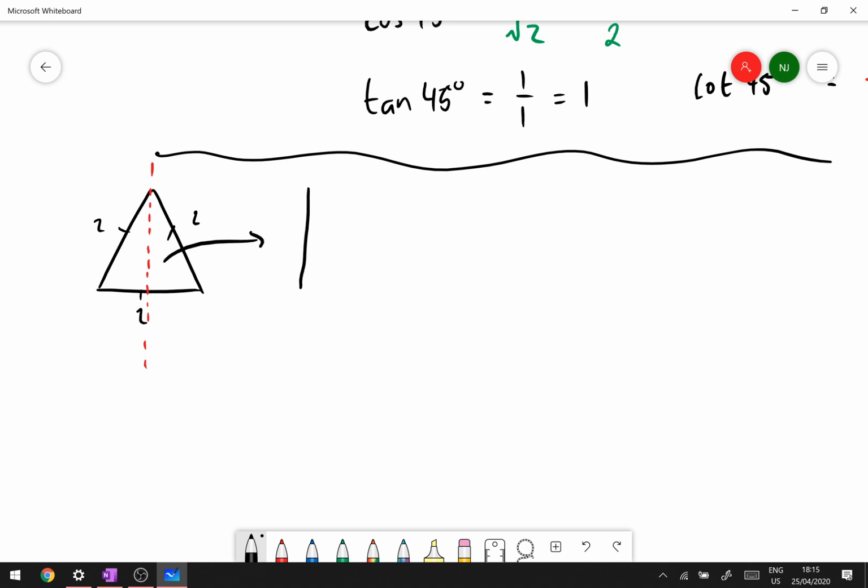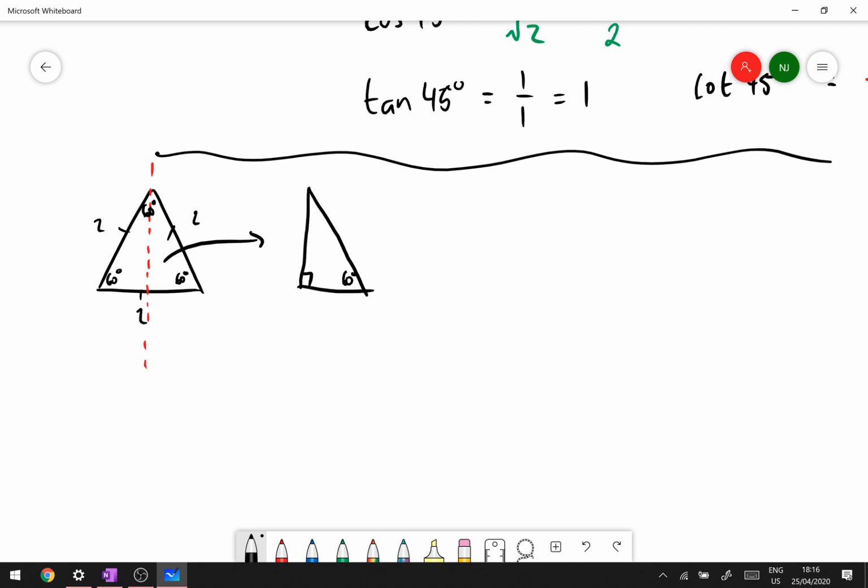Okay, so we know a few things about this triangle, and we can work some things out. We know that this angle down here, if I'm splitting it down the middle, makes a perpendicular line with the base of that triangle. So that has to be 90 degrees in there. Now, in an equilateral triangle, we know that all of the angles have to be equal to 60. So that means that this angle in here is equal to 60.